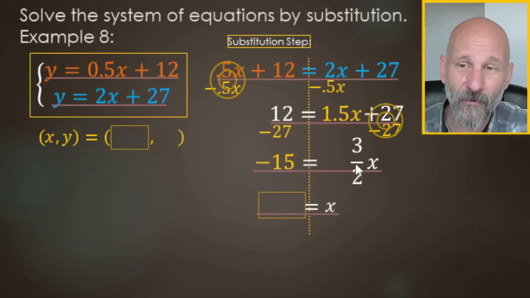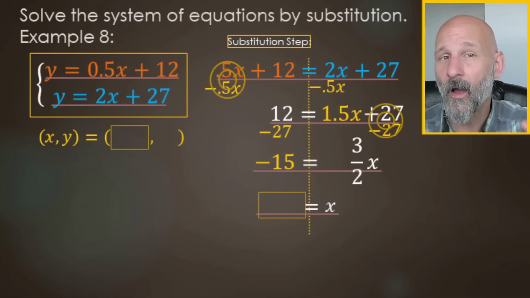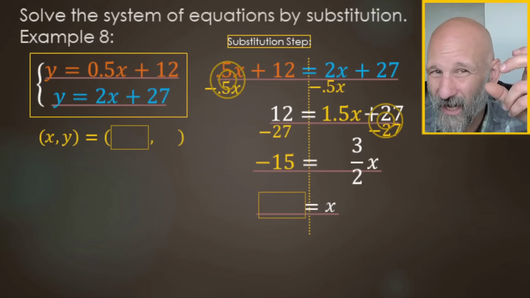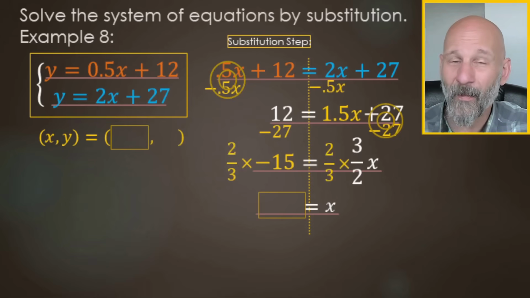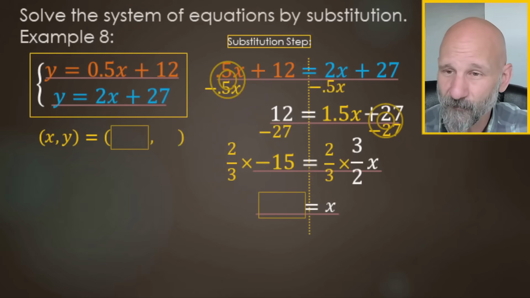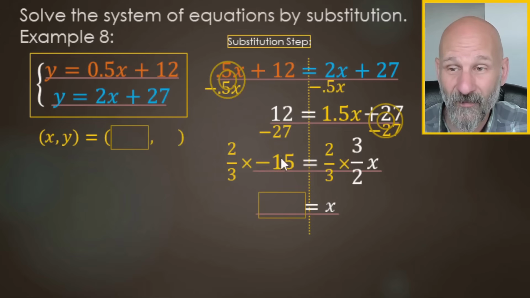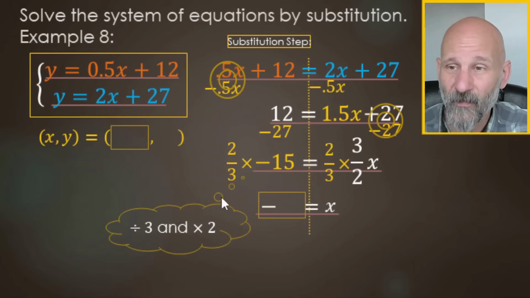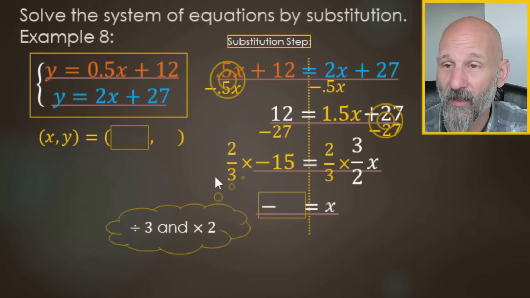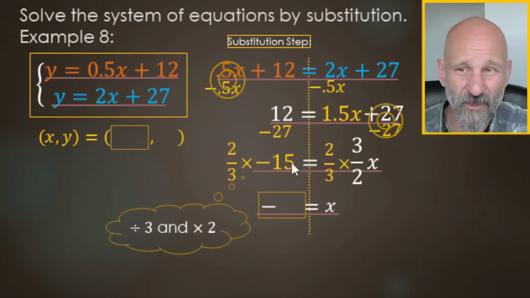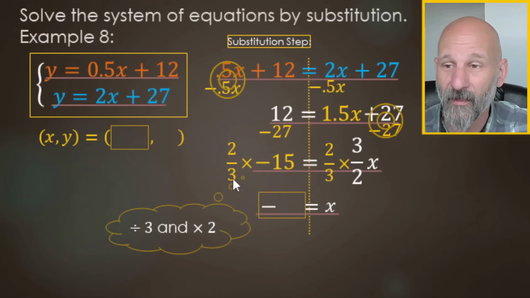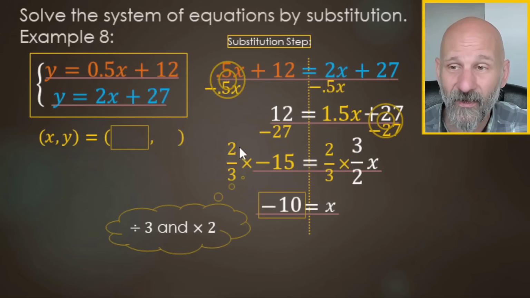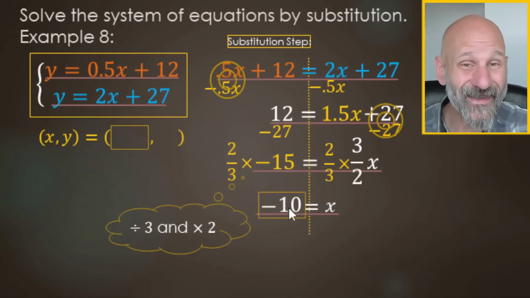Okay, either way, we don't have any more 27s on the right-hand side. So now we need to undo 3 halves being multiplied to x. Multiply by the reciprocal. That's the keep, change, flip type idea. So we're going to multiply by 2/3 to both sides. Now when we do 2/3 times, we've got a positive times a negative, so that's going to be a negative. And when we multiply 2/3 by a whole number, we're thinking divide by the bottom number and multiply by the top number. We already know it's negative, so we can just ignore the negative here. So 15 divided by 3 makes 5, and then times 2 makes 10.